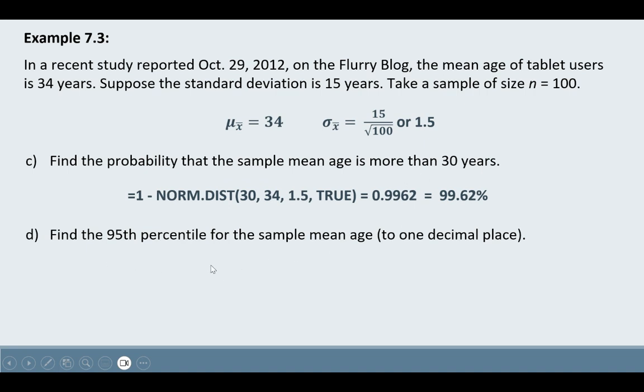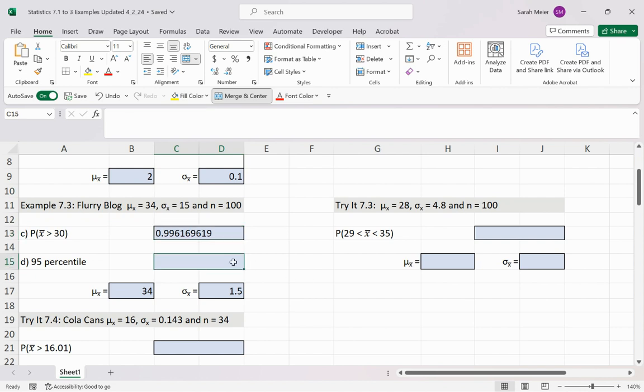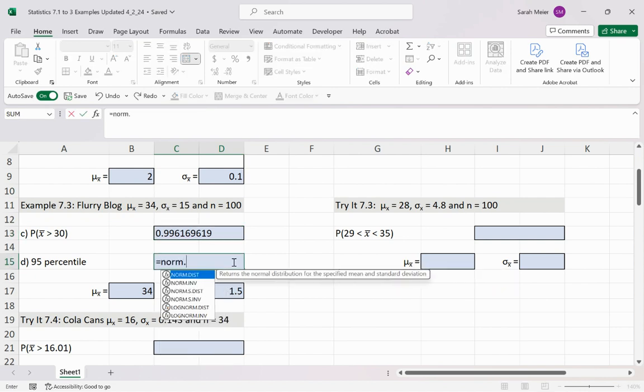And then these percentile problems. We saw this also in chapter 6. So we're going to use the norm.inv formula for this. We're looking for the critical value such that 95% of our sample means are at or below, and that would mean that 5% are at or above the value we're going to find. And so we use norm.inv with our probability, which in this case is that percentile, or 0.95. You can also use 95%. The value 34, that's our mean, and then our standard deviation, and we're going to find out that it's 36.5. So here we're going to do norm.inv.